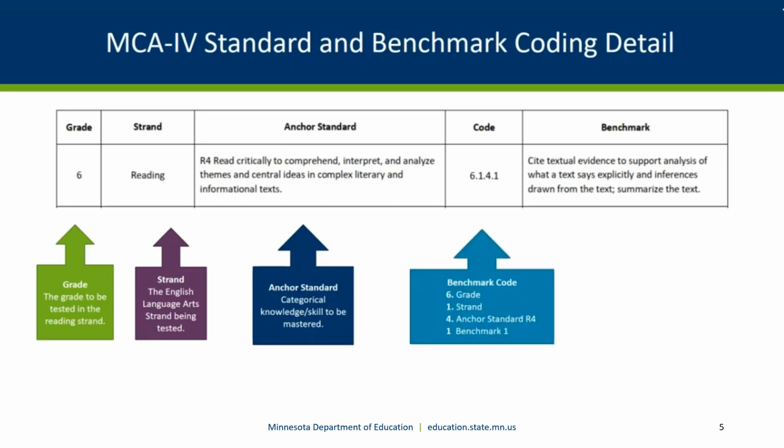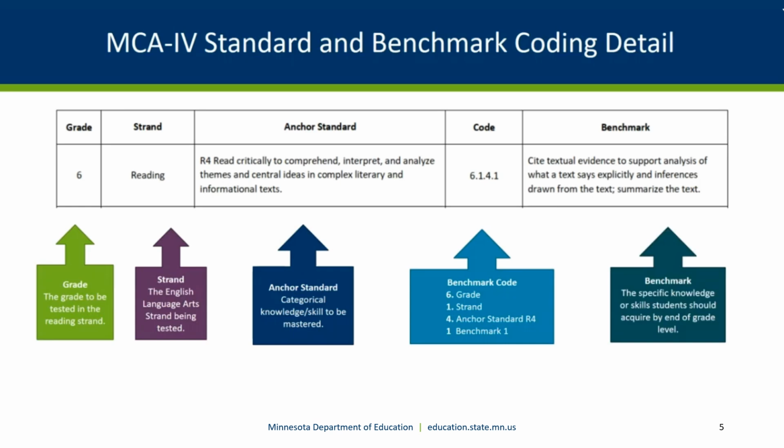Then we have our coding. The first number is the grade, the second is 1 for strand. 4, as we just saw, is the anchor standard. And then 1 means this is the first benchmark in this standard. In this case, the benchmark is cite textual evidence.